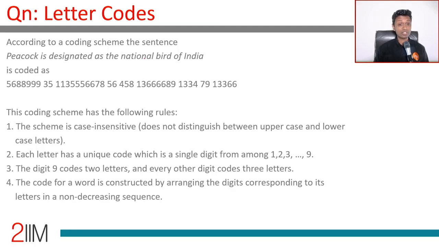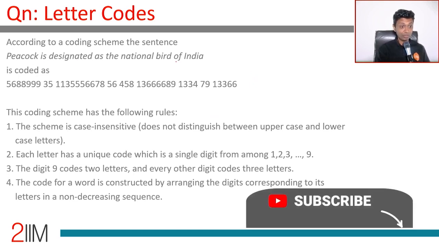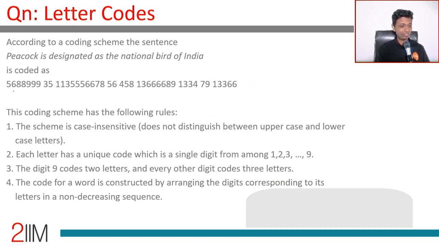Letter codes, fine. First up, I didn't really get this set. It took me a while, but it's a wonderful set. A lot of fun solving this. Peacock is designated as the national bird of India. Is coded like this. Fine. So 1, 2, 3, 4, 5, 6, 7, 1, 2, 3, 4, 5, 6, 7, and 2. So it matches word to word.